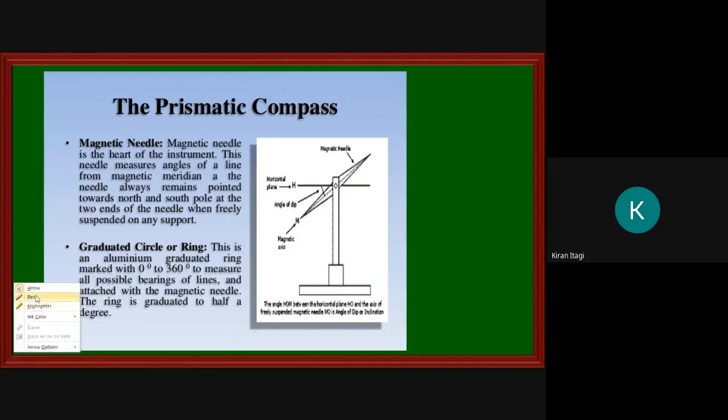Next we have the magnetic needle. The magnetic needle is the heart of the instrument. This one here you can see is the magnetic needle. This needle measures the angles of the line from the magnetic meridian, and the needle always remains pointed towards the north and south. Initially I said when you open the compass, it will be pointing towards the north south direction. It will always be pointing towards the north south direction. If you rotate it, if you do anything, it will remain in the north south direction.